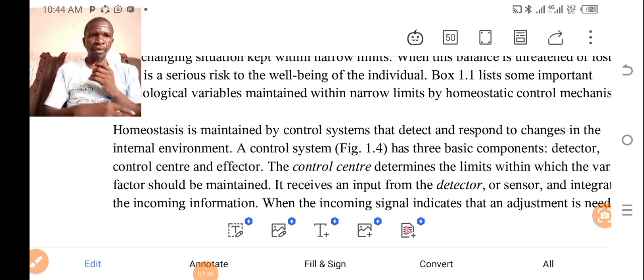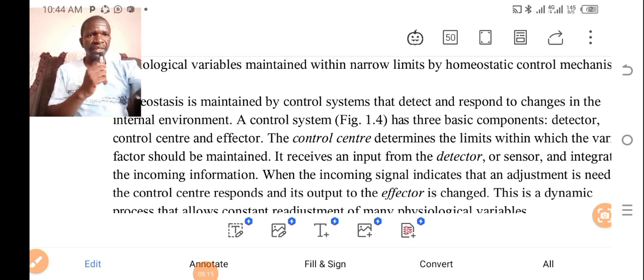So the control center is able to see, detect, and evaluate, and send a response in order to negate and control that situation. And that happens through an effector. An effector is there to ensure that the changes that are supposed to be done happen, to control the internal environment.